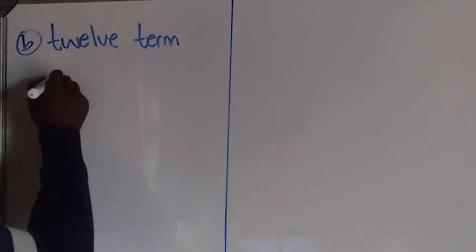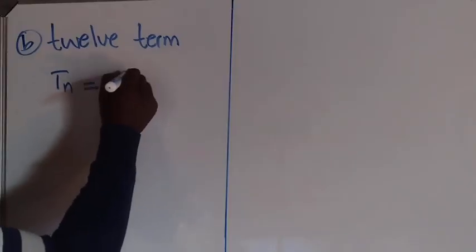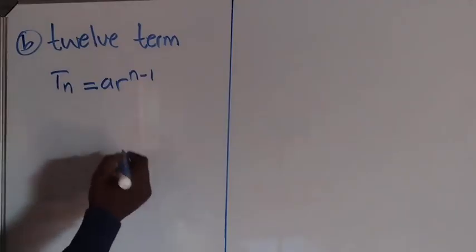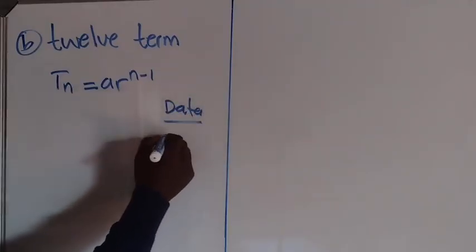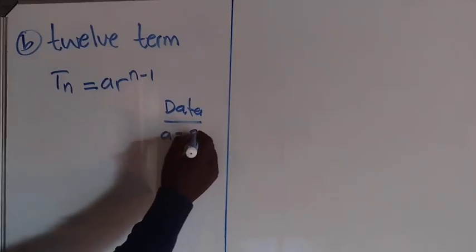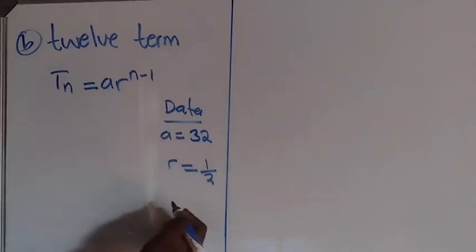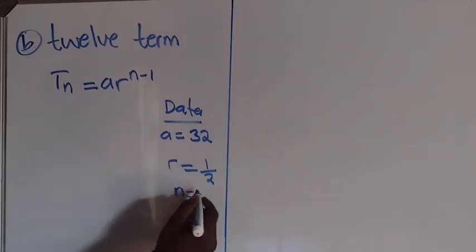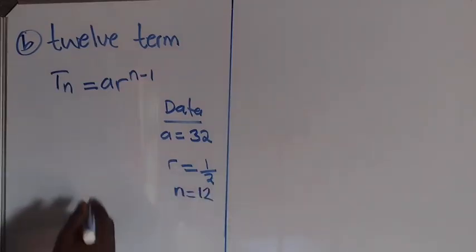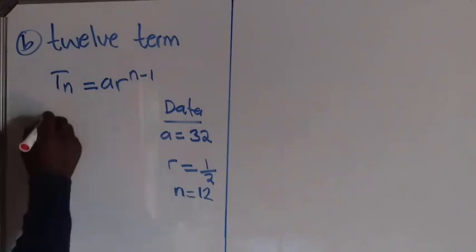We are going to say the nth term is equal to ar to the power n minus 1. So here, when we organize our data, we know that a is the first term, we said it's 32. Then r, the common ratio, we said it's half. Then this n right here is the position of the term. In this case, we are talking about the 12th term, so n will be equal to 12. So we can just substitute.